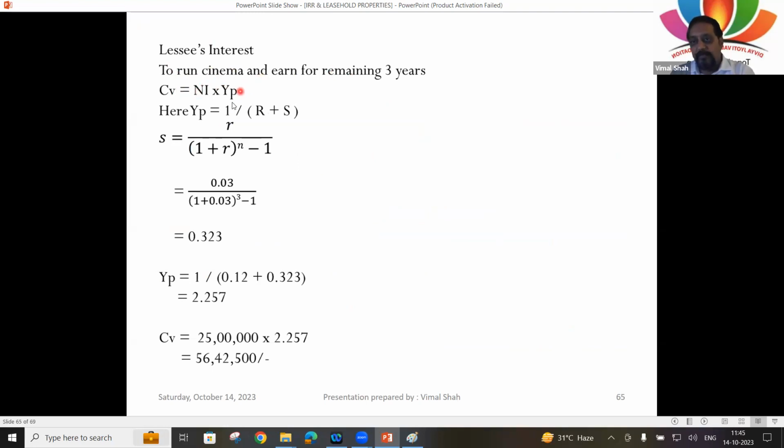CV is NI into YP. For YP we are using the dual rate formula of 1 upon R plus S, where this S is the annual sinking fund factor of R upon 1 plus R raised to the power n minus 1. Here small r is the rate of recoupment.